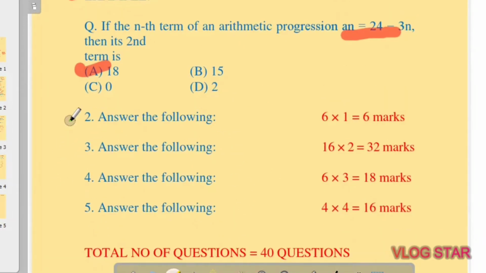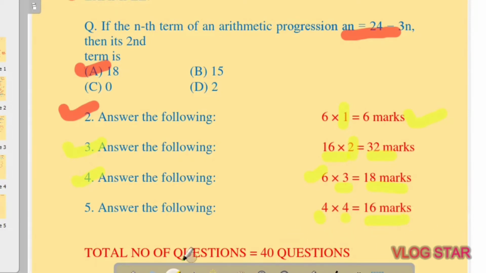The second type was 6 questions of 1 mark each, that will give you 6 marks. Answer the following questions, that is 2 marks questions, 16 questions will be asked, that will give you 32 marks. And similarly 3 marks questions, 6 questions of 3 marks each, that will give you 18 marks. 4 questions of 4 marks each, that will give you 16 marks.